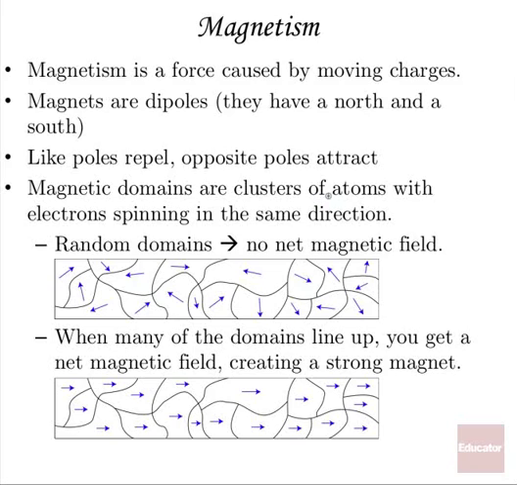Now, magnetic domains are clusters of atoms with electrons spinning in the same direction. Atoms have those moving electrons, therefore they're magnetic. Same thing here, as we have magnetic domains, electrons spinning in the same direction, we get a net magnetic domain. If we have random domains where they're all pointing in random directions, you don't have any net magnetic field. But if you can get some of those domains to point in the same direction, you can end up creating a strong magnet because you have a net magnetic field all pointing in the same direction.